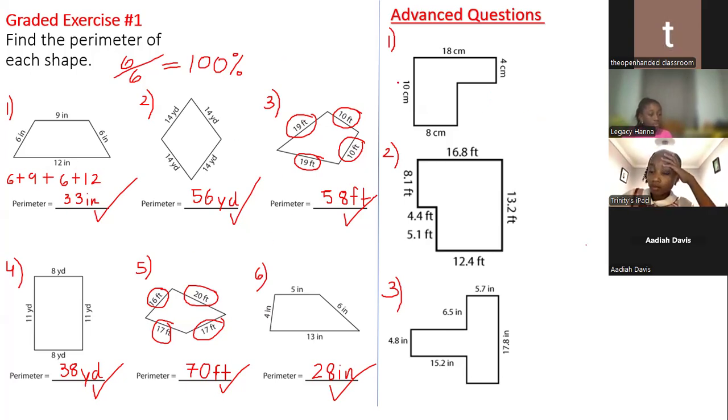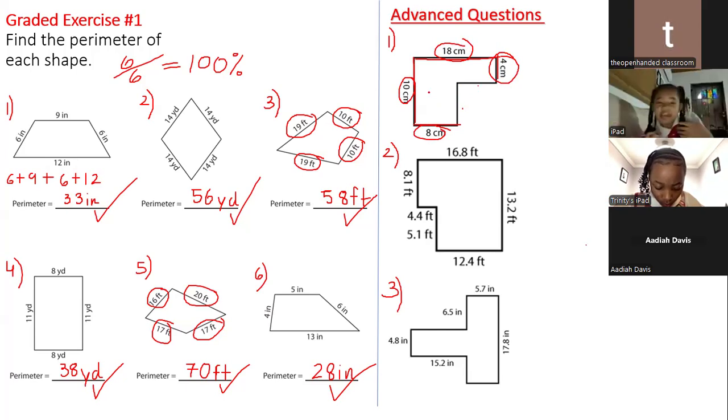the first one. Now the advanced questions, you have to add up each side. So every side has to be accounted for. This side is 10, you have to add that. This side is 18, so you have to add that. This side is 4 centimeters, so you have to add that. This side is 8, so you have to add that. Now the problem is we have two sides that are not accounted for. So what is this side? Does anyone know? That looks like 8 centimeters.